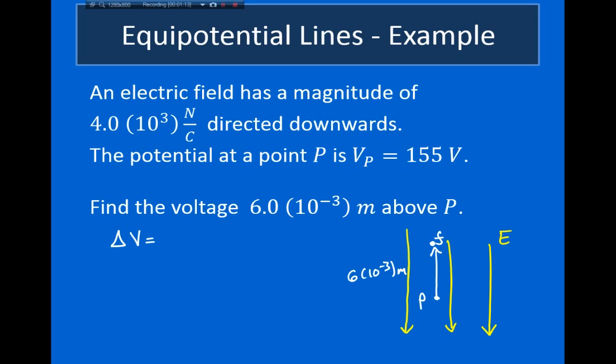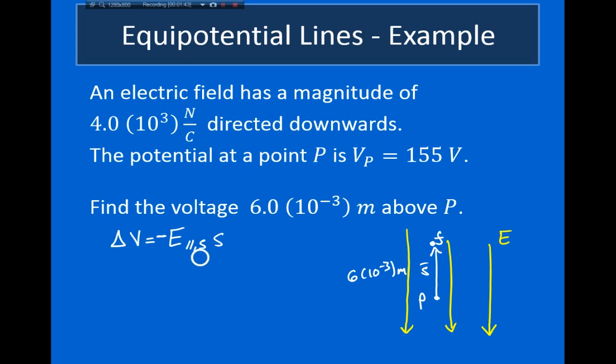The difference in voltage is equal to the component of the electric field that is parallel to the displacement times the displacement. In this case, my displacement is this vertical arrow right here, because I'm moving up 6 times 10 to the minus 3 meters from this point P. Actually, again, I need to be careful. There's a minus sign here. Now, notice that my displacement is in the opposite direction as the electric field. So my electric field's pointing down and my displacement points up.